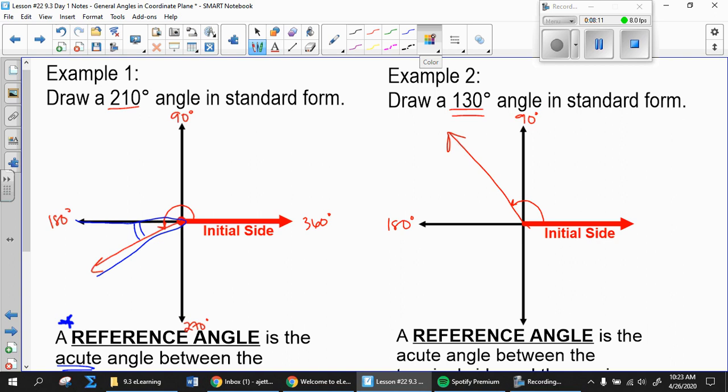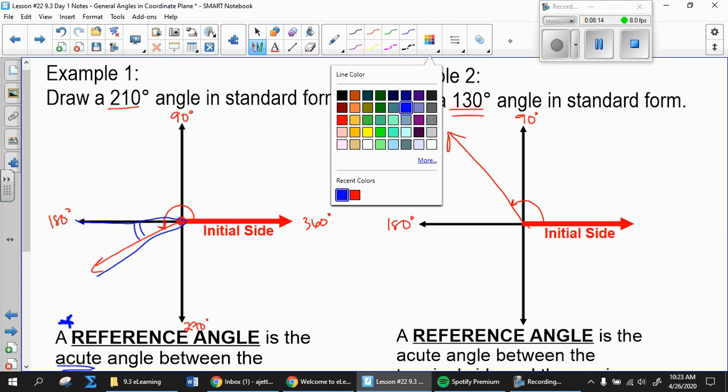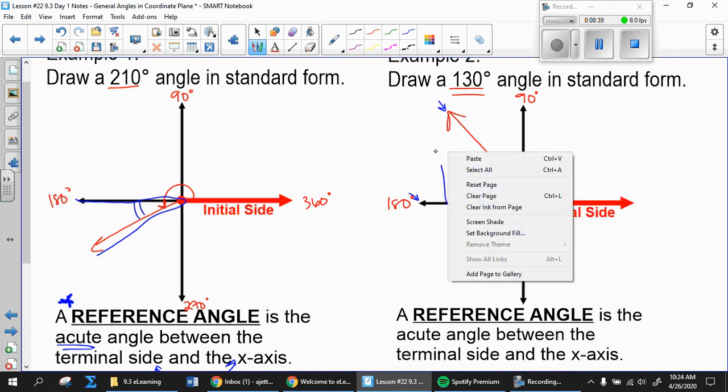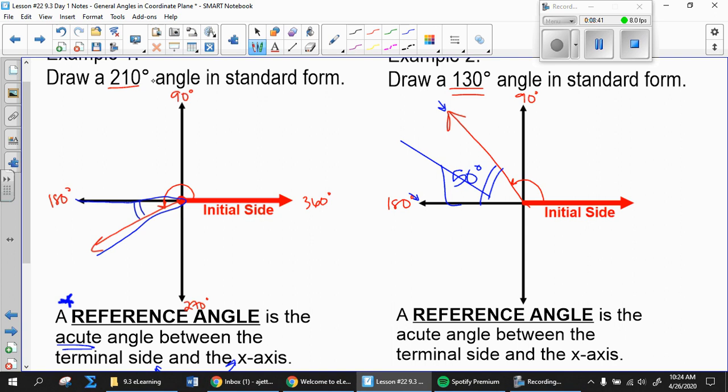The only other thing we're going to have to do here is show what the reference angle is. Remember, reference angle is this angle created by the terminal side, which is here, and the x-axis, which is here. So it's this angle right here. I know that I went 130 degrees. So how much further did I have to go to get to 180? I know that this angle here is going to be 50 degrees.